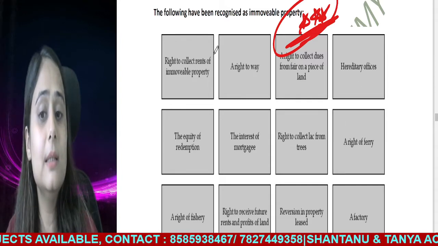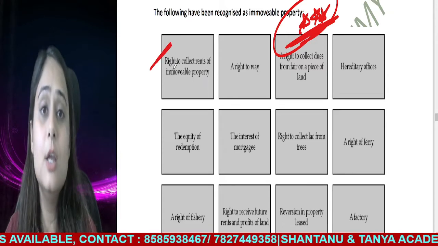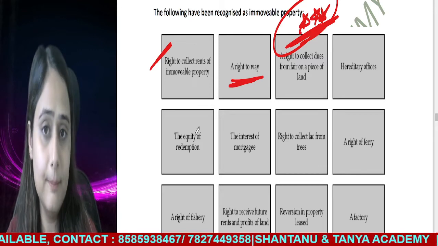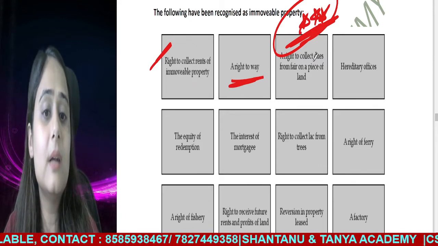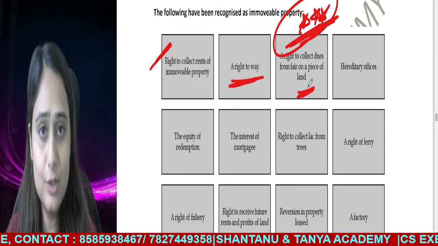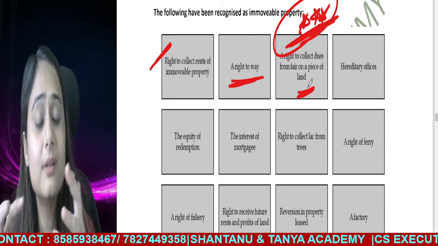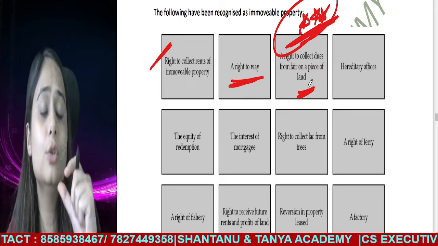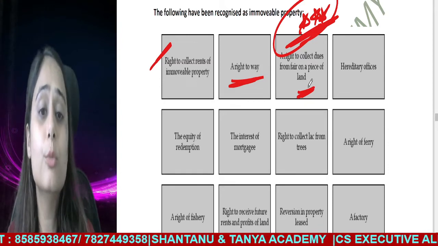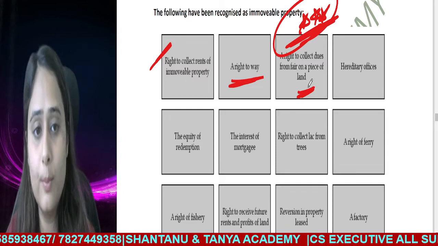So, the right to collect the rent of immovable property is obviously immovable property, right? Your right is with regard to immovable property. A right of way, correct? Then a right to collect dues from a fair on a piece of land. You have a land and you have given the right to organize a fair. So the right to collect the dues or the rent from that particular fair is in regard to your immovable property. So that particular right is also regarded as immovable property, right?